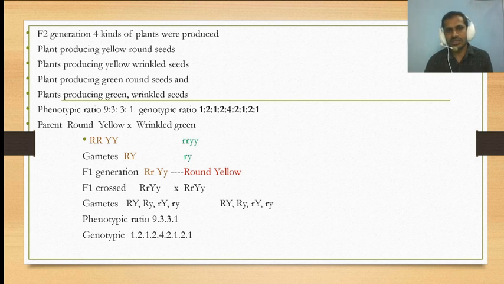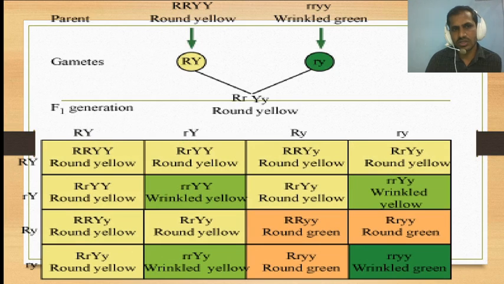The phenotypic ratio is 9:3:3:1 and the genotypic ratio is 1:2:1:2:4:2:1:2:1. So we will move to this checkerboard. The parents are round yellow and wrinkled green. In some textbooks it is written yellow round, green wrinkled. It is also okay, it is similar.